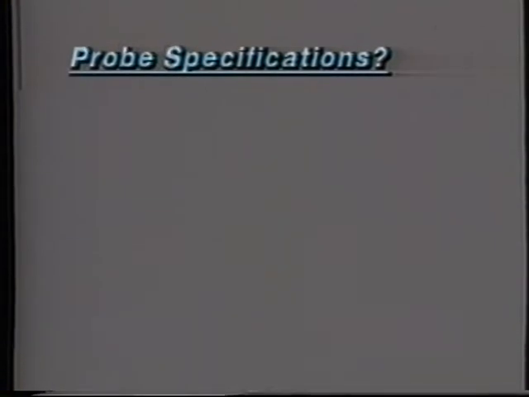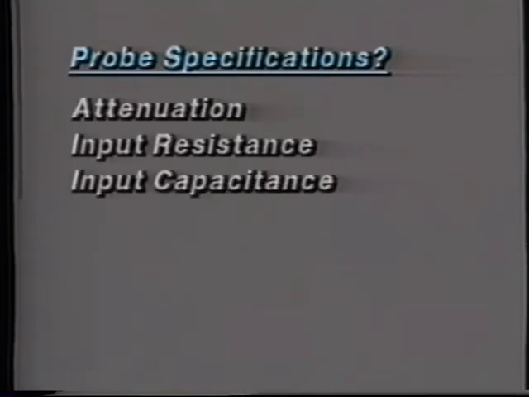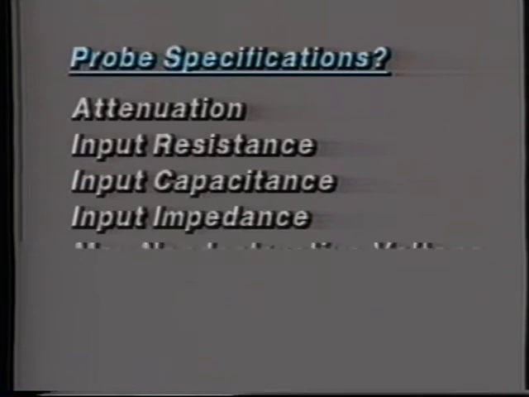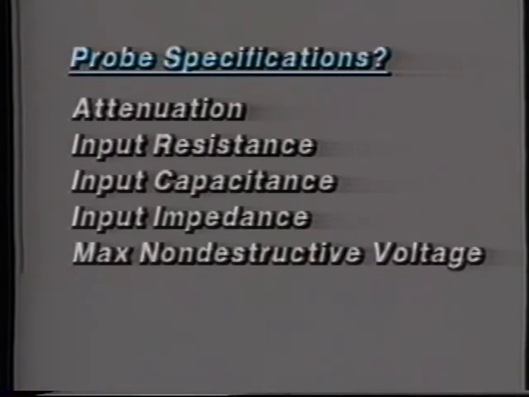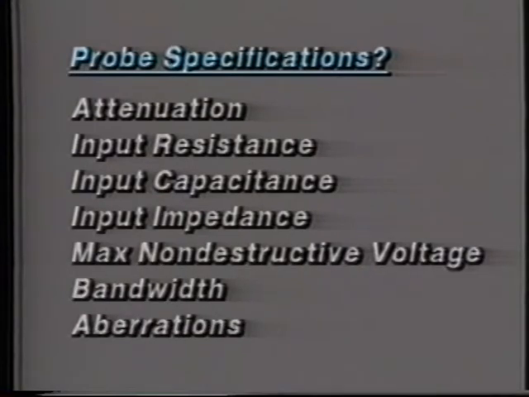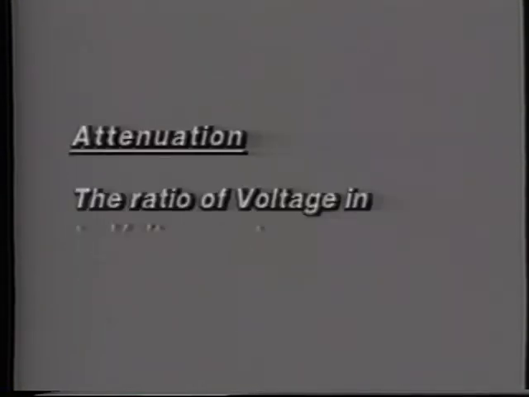What are probe specifications? They may seem a little unusual. Key ones are attenuation, input resistance, input capacitance, input impedance, maximum non-destructive input voltage, bandwidth, and aberrations. Attenuation describes the ratio of voltage in to voltage out for the probe, usually 1x, 10x, or 100x. Probes that are called 10x, for example, will attenuate the signal by a factor of 10. Attenuation will affect the range of voltages that the system can measure.